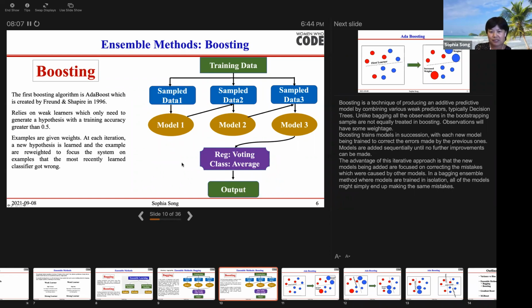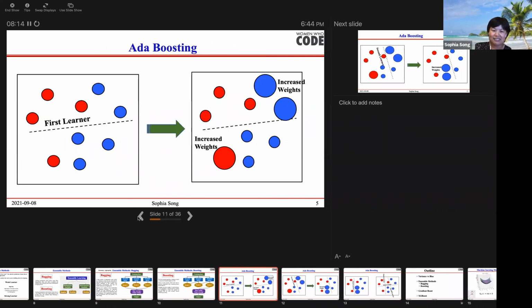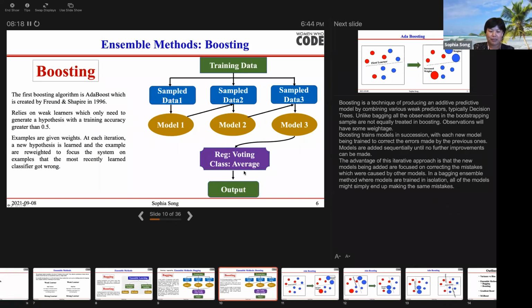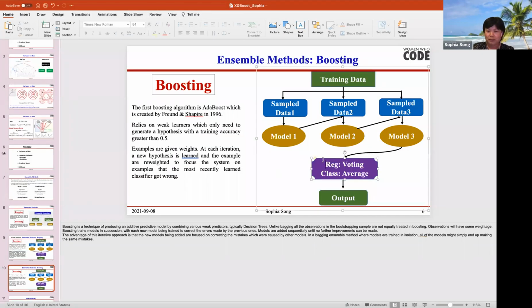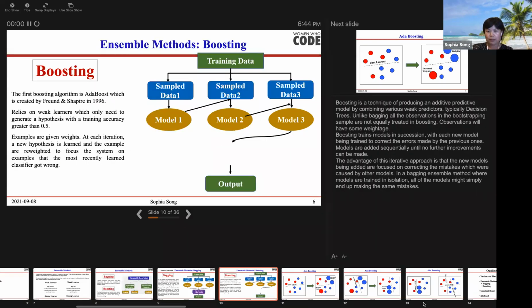Oh, I'm sorry, this is a typo. This is not the voting or average, my bad. Here it is directed to the output. I'm sorry for this one, I should remove it. The final model is already combined, learned from the previous models. Then you can directly get the output.